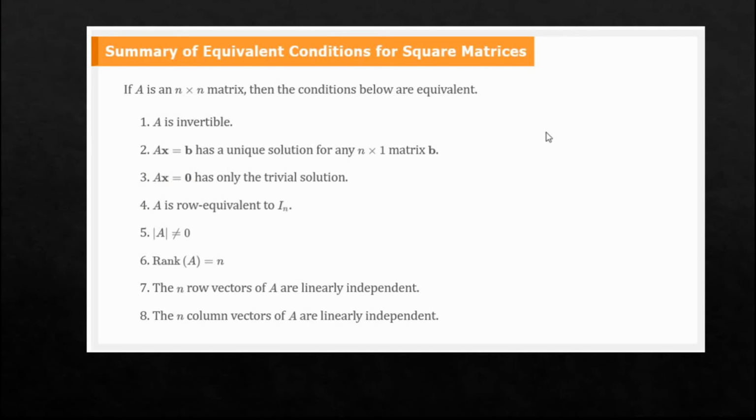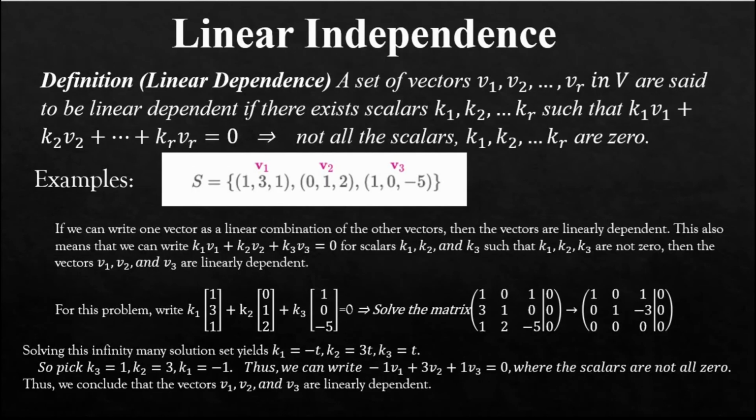So let's talk about linear independence. First, we give the definition for linear dependence. A set of vectors v1 to vr in a vector space V are said to be linearly dependent if there exist scalars k sub 1, k sub 2 to k sub r, such that the linear combination of the vectors with the scalars is equal to 0, but not all of the scalars are 0. That's important. That conclusion is the key for linear dependence.